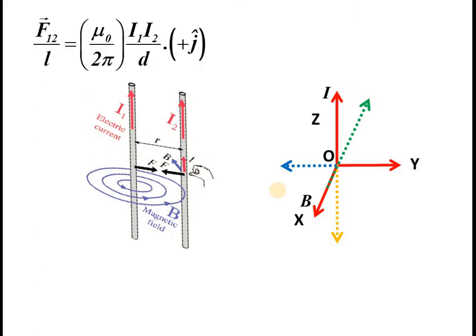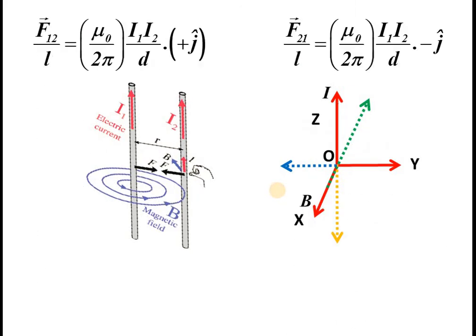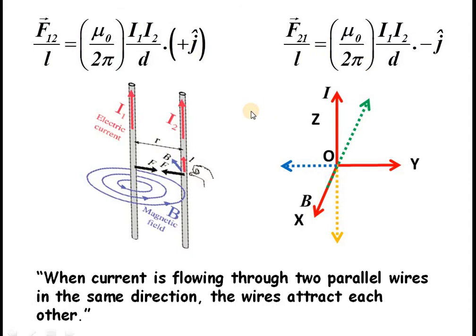So we have a rule now. By seeing these two equations, F12 by L and F21 by L, they are equal and opposite, provided the current is flowing in the same direction. So when current is flowing through two parallel wires in the same direction, the wires attract each other. That is the conclusion we get from these derivations. These are the physical conclusions: when wires carry current in the same direction, the force of interaction will be attractive.